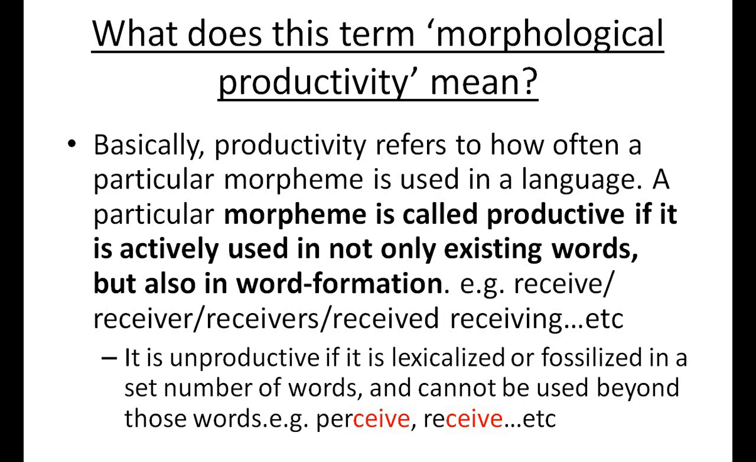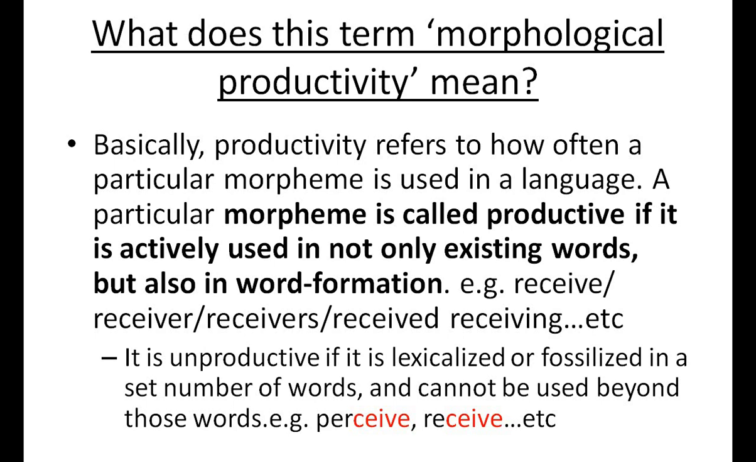Okay, so let's come to morphological productivity. That is the main topic of our discussion today. What does the term morphological productivity mean? Basically, productivity refers to how often a particular morpheme is used in a language. A particular morpheme is called productive if it is actively used not only in existing words but also in word formation. For example, if we have a word and it keeps on producing other words and is involved in the formation of other words, that is what is called morphological productivity.